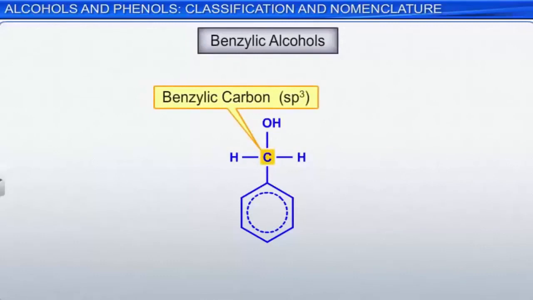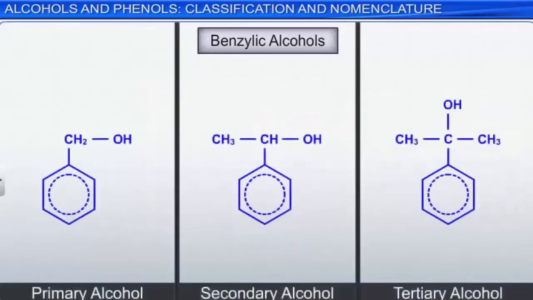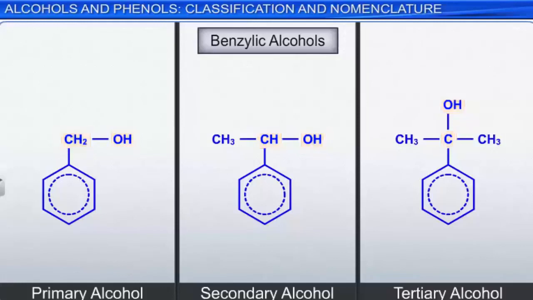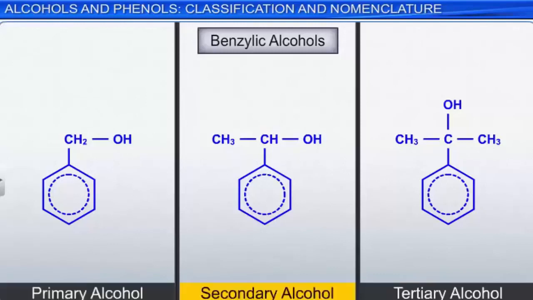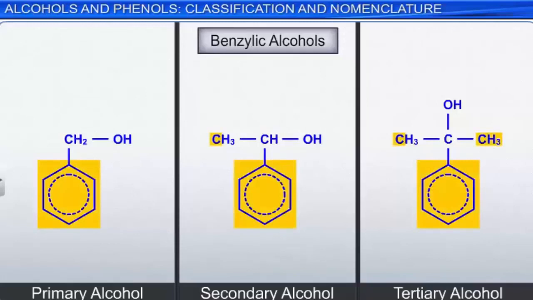A benzylic carbon has an sp3 hybridized carbon bonded to an aromatic ring. Thus, we can describe a benzylic alcohol as having a hydroxyl group attached to a benzylic carbon. The molecules illustrated here are examples of benzylic alcohols. Benzylic alcohols can also be classified as primary, secondary, or tertiary, depending on the number of carbon groups bonded to the benzylic carbon as shown.